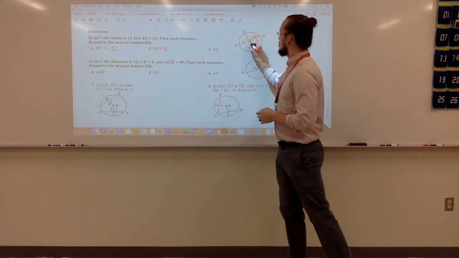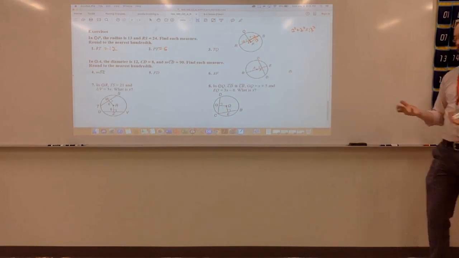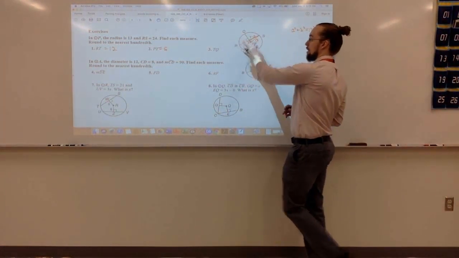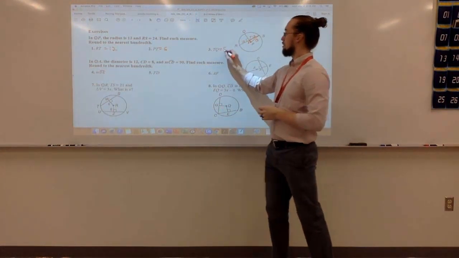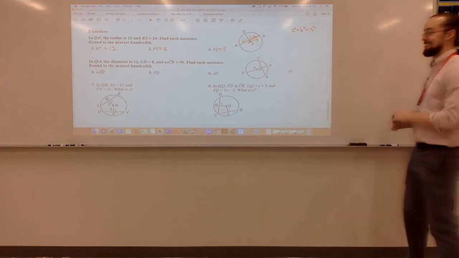So then, how would we find TQ? 13 minus 5. So the radius is 13 minus that piece, so that would be 8.